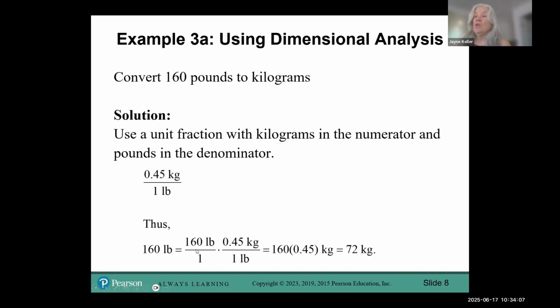So I'm just going to multiply 160 pounds. Again, I can write that over 1 to kind of remind me that I'm multiplying fractions. And then I'm going to write that unit multiplier: 0.45 kilograms is 1 pound. So this is just like multiplying by 1. It's only going to change the units, not the value. My pounds cancel. And I have 160 times 0.45 kilograms, which is 72 kilograms.